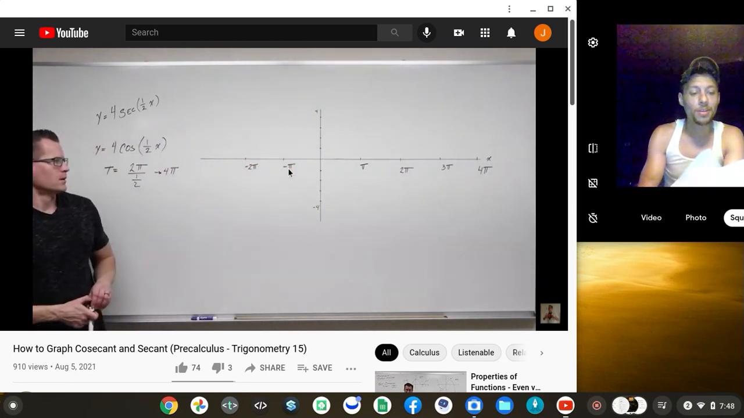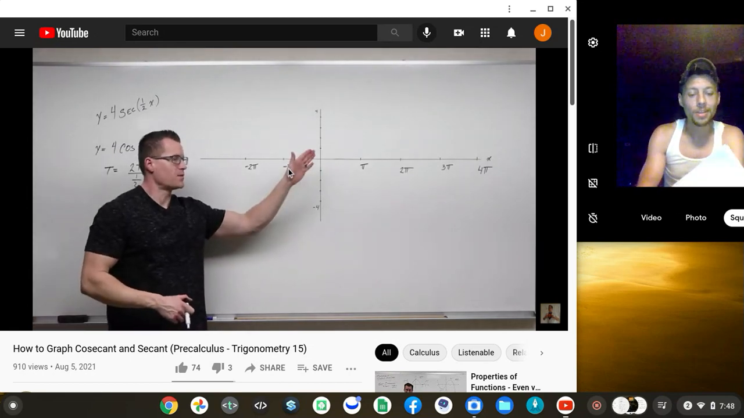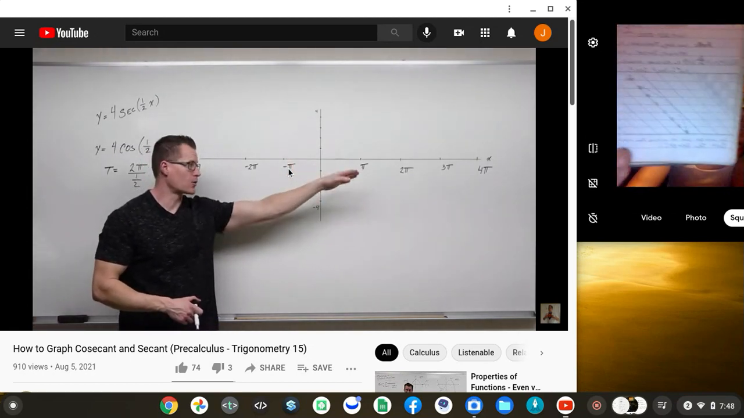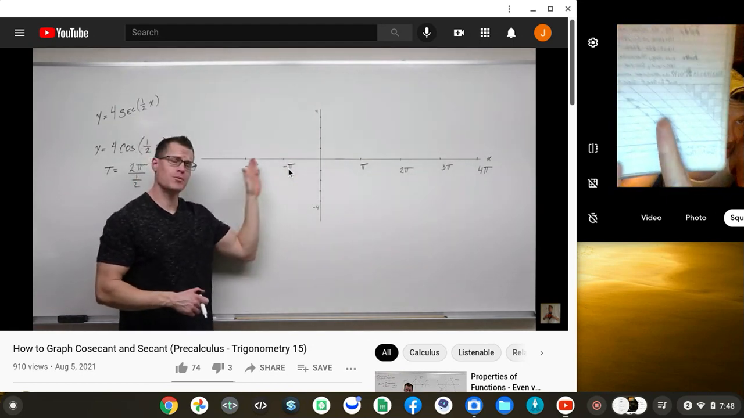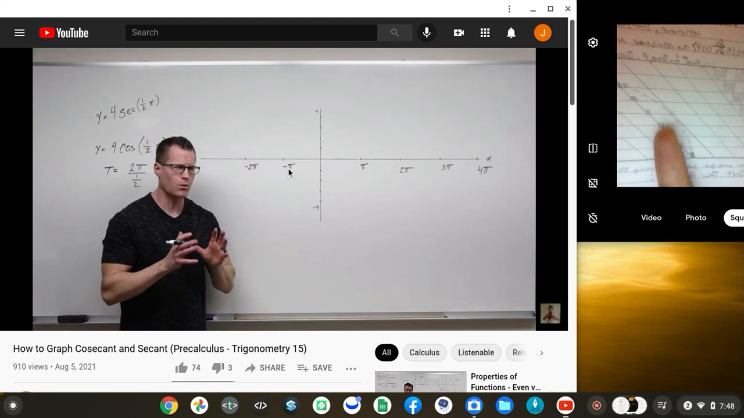So for 4 pi, half of that is 2 pi, then we have our first quarter, and our third quarter 3 pi, and I've got a negative pi. I have a half period to the left, and that's what I want. I want to show that so I get a complete graph.